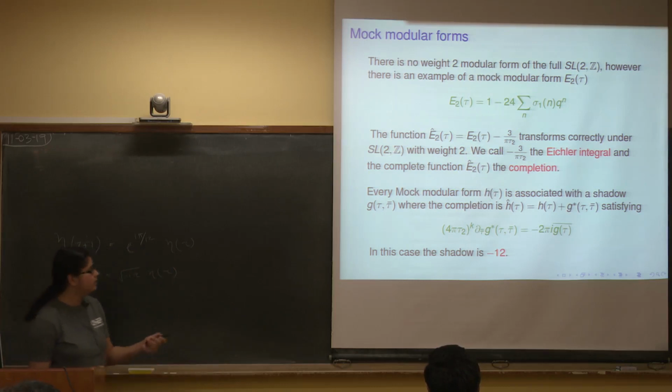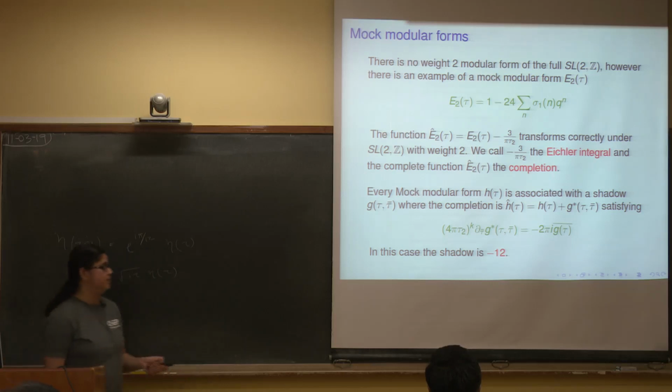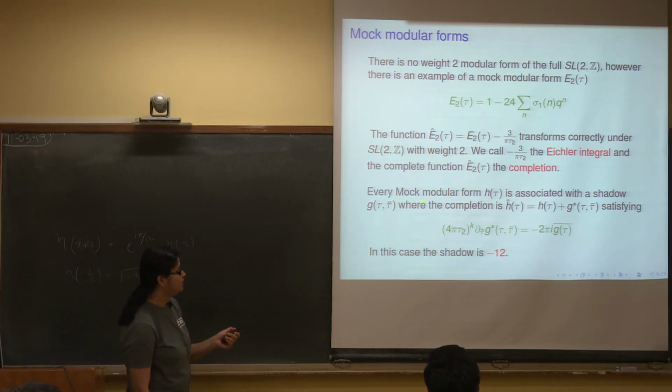And every mock modular form h(tau) is associated with a similar function g(tau) called the shadow, where this shadow and the Eichler integral are related like these. And for E2, this is a very simple shadow, it's minus 12. So what is the definition of mock modular form? If you have a mock modular form, there will be an associated function, which is a shadow function, and the shadow will be related like this. And once you complete the function, h plus g hat, that will have the modular property.